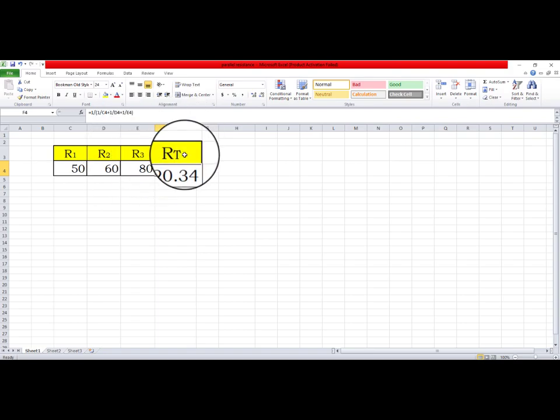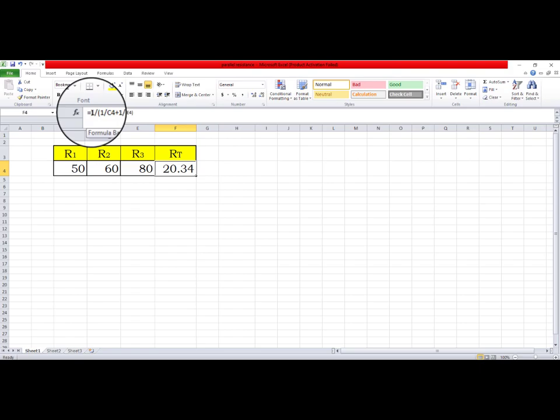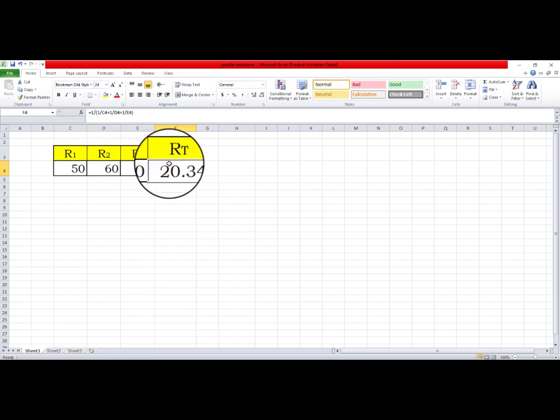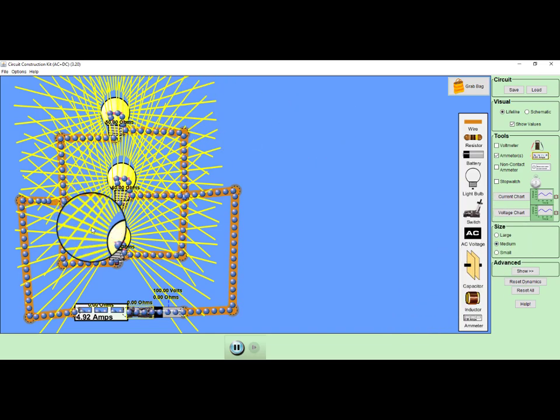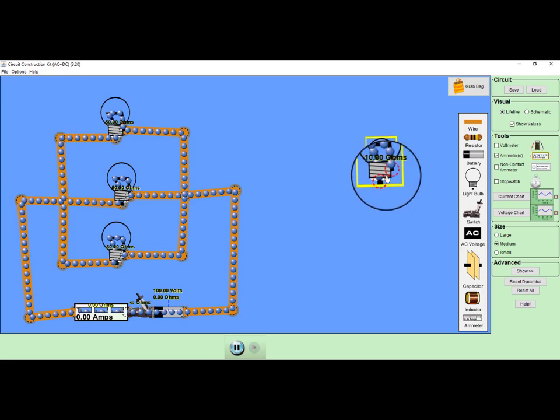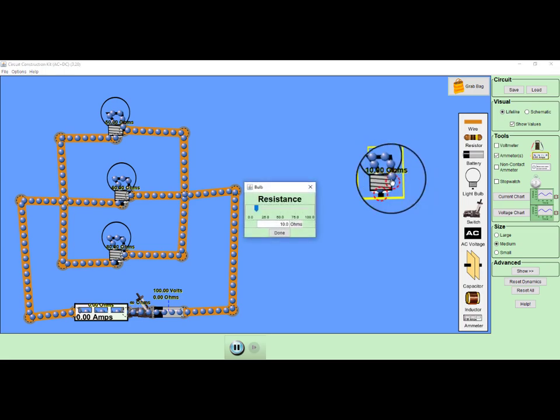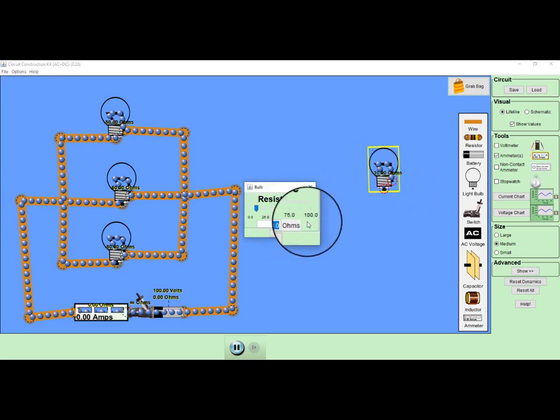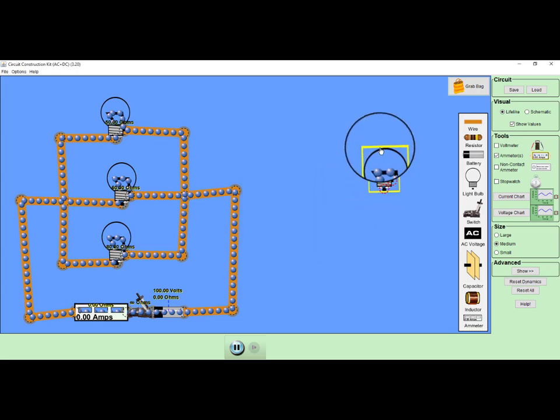But that will be 1 by RT. We want RT, so I have taken the reciprocal of that once again. So the equivalent resistance of these three connected in parallel is 20.34. So note this value. Let me open this switch again. I will take only one light bulb, and this bulb has a resistance of 20.34. So this bulb represents the equivalent resistance of these three bulbs which are connected in parallel.